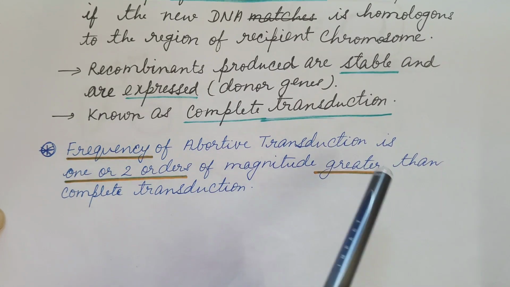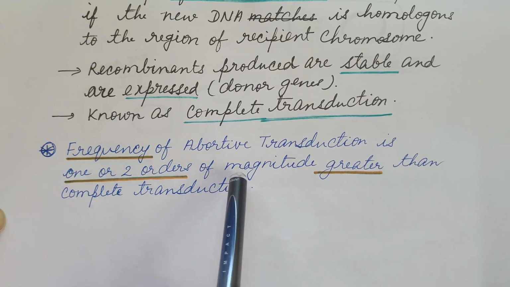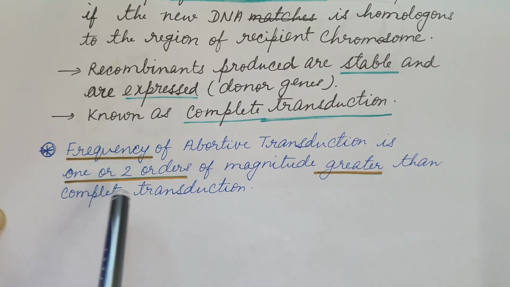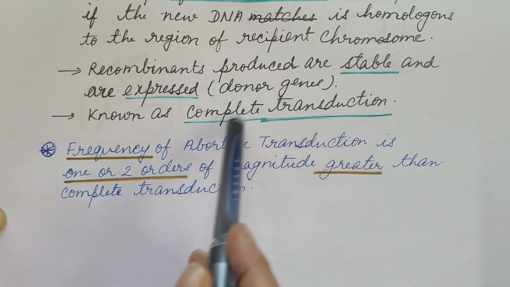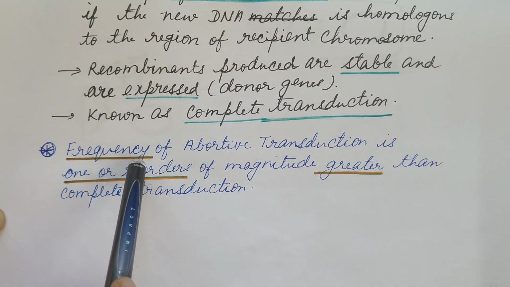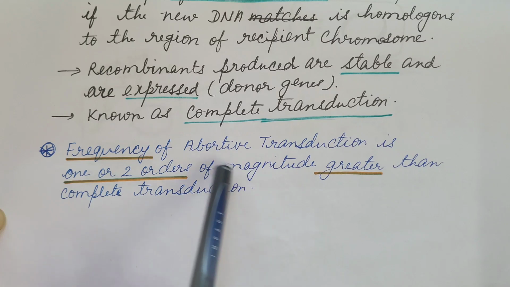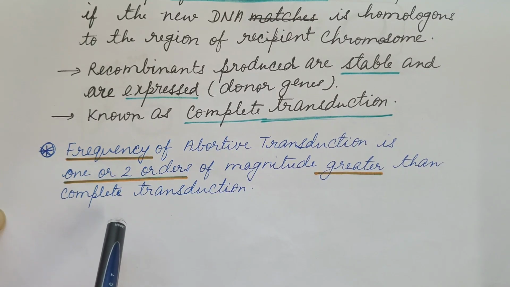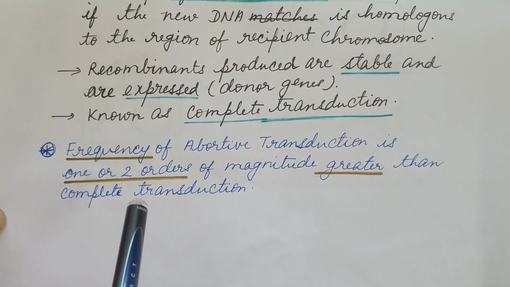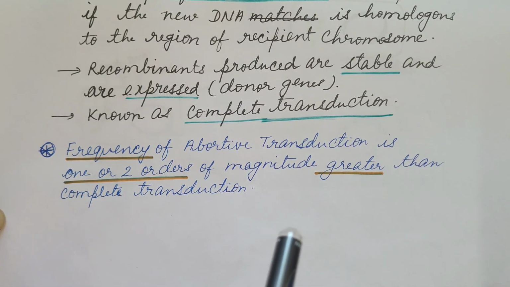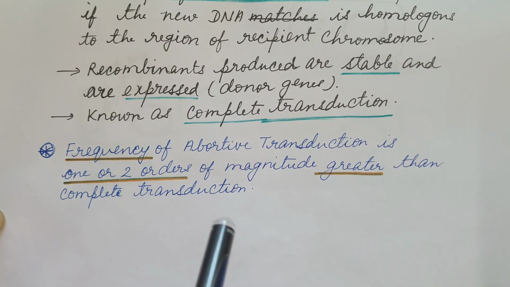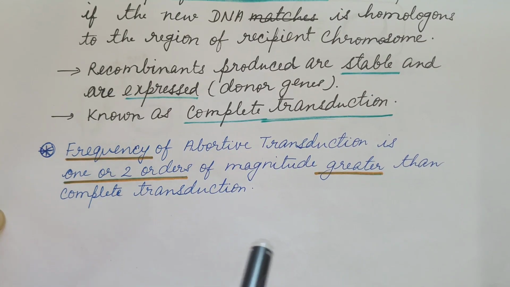The frequency of abortive transduction is one or two orders of magnitude greater than complete transduction. Or in other words, abortive transduction occurs more frequently compared to complete transduction. Hence, what can we conclude? That most cells infected by generalized transducing phages do not produce recombinants.